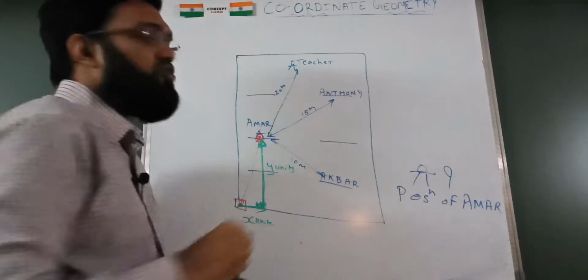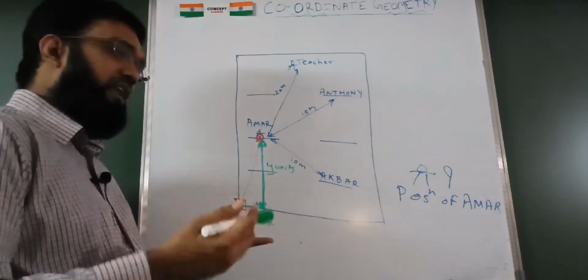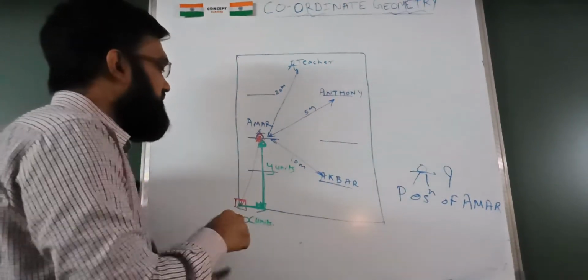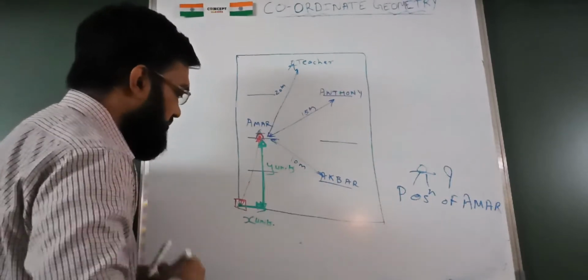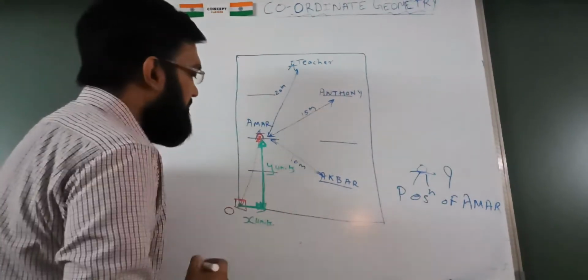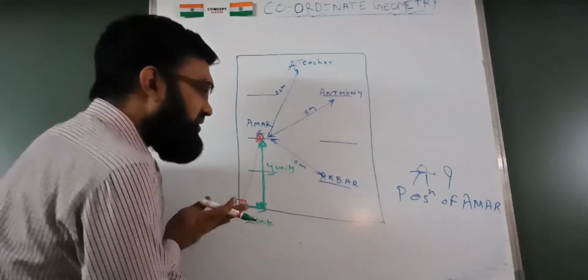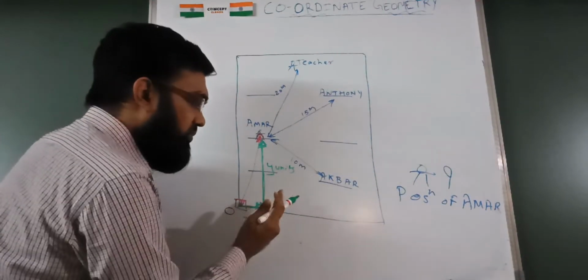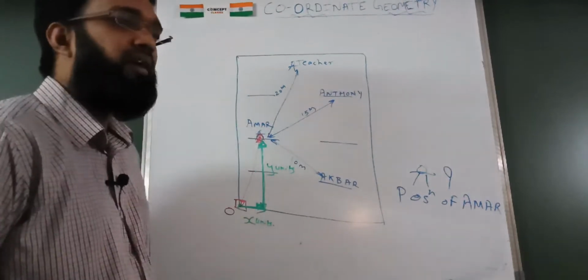Then the same question is asked to Anthony. Can you tell the position of Amar with respect to this fixed point, which I will call O? What will happen? Anthony's answer will also be the same. Teacher, he is at x units along the x direction, and from there is y units along the vertical direction.